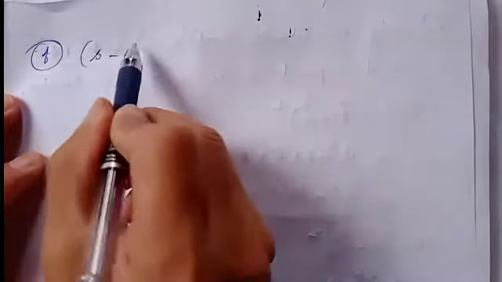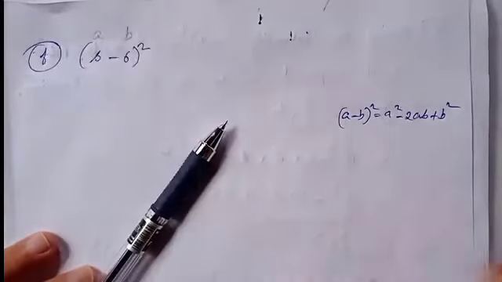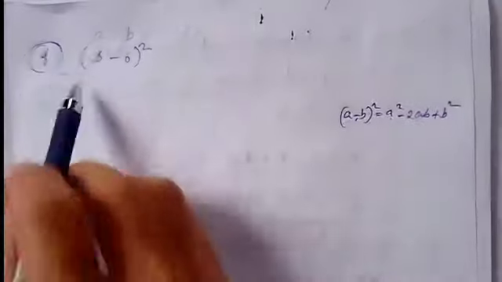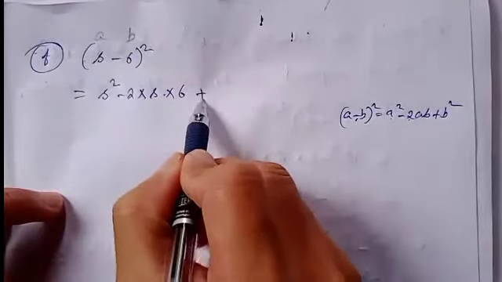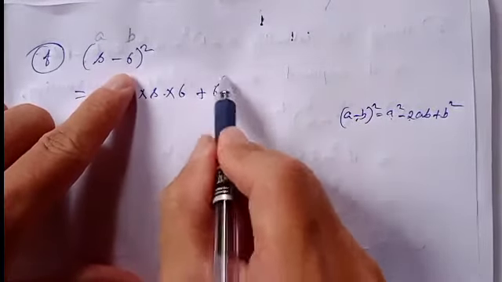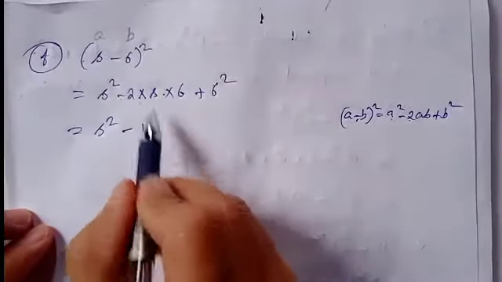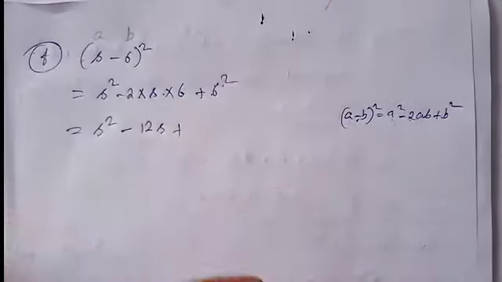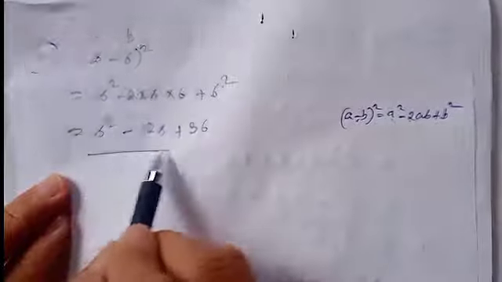Now let's try question f. We have (s − 6) the whole square. So here s is in the first place, 6 is in the second place. (a − b) the whole square, so we can write a square minus 2 into a, which is s, into b, which is 6, plus b square, 6 is in b's place, so this will be 6 square, right? S square, s into s is s square. Minus, we have 2 and 6, so 2 sixes are 12, s only 1. Plus 6 square. 6 square means we have to multiply 2 times, so 6 into 6 is 36, right? First one is s square, second is s, third is only a number. It has no like terms, so this will be the answer.